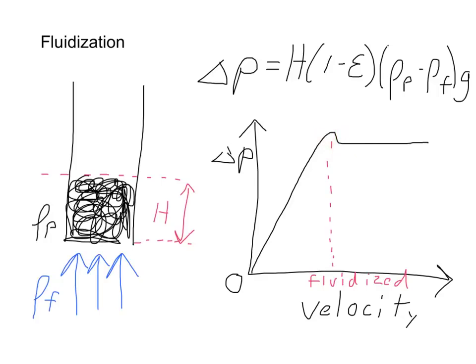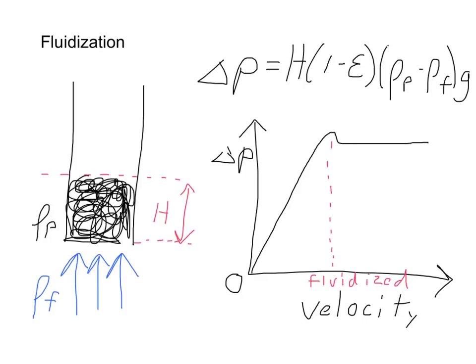Typically that would be because the particles have been somewhat compacted and are sticking to each other, and so it takes a little bit more pressure gradient to get those particles to separate and fluidize, and then we quickly recover back to our stable, steady state.